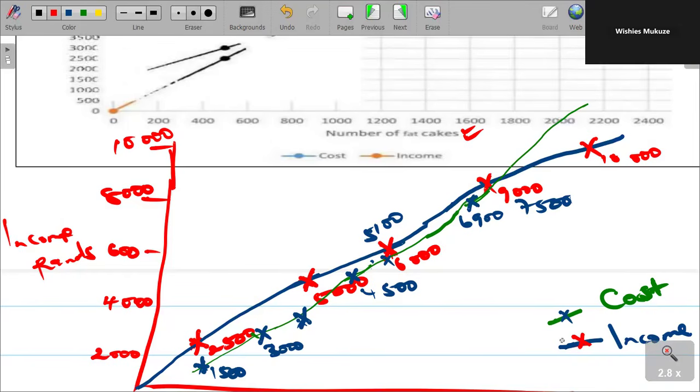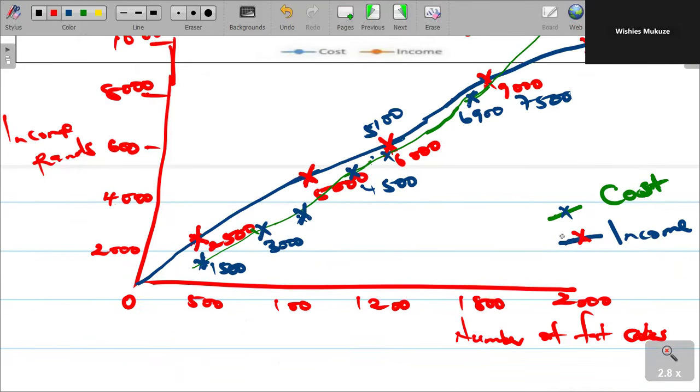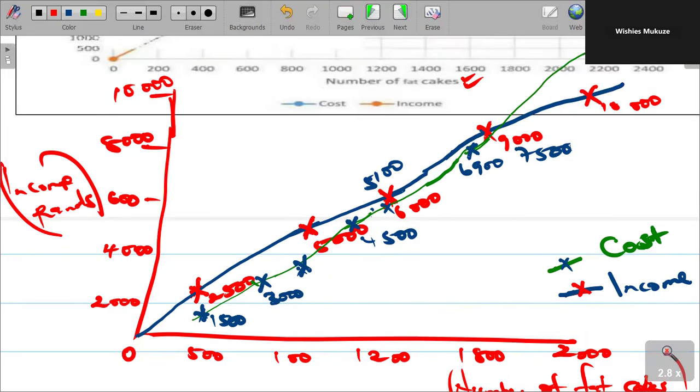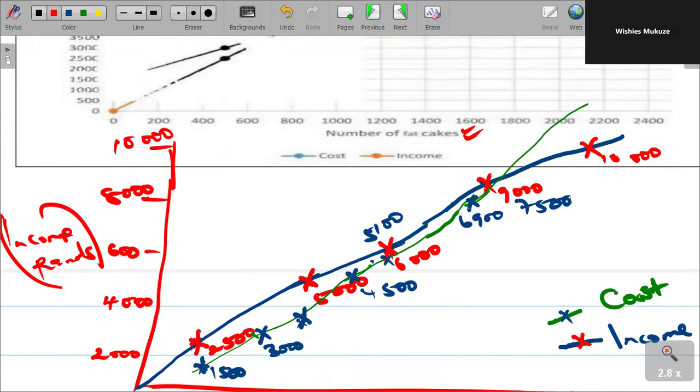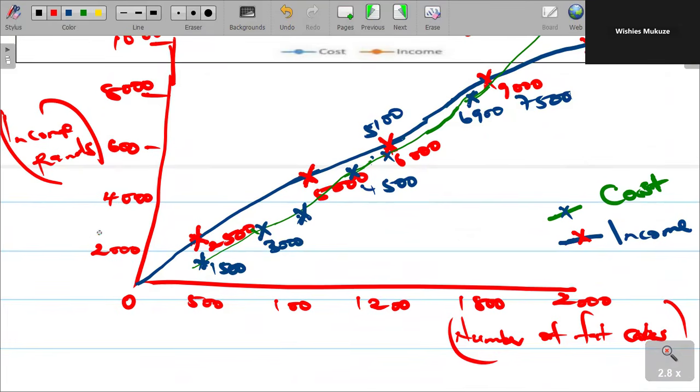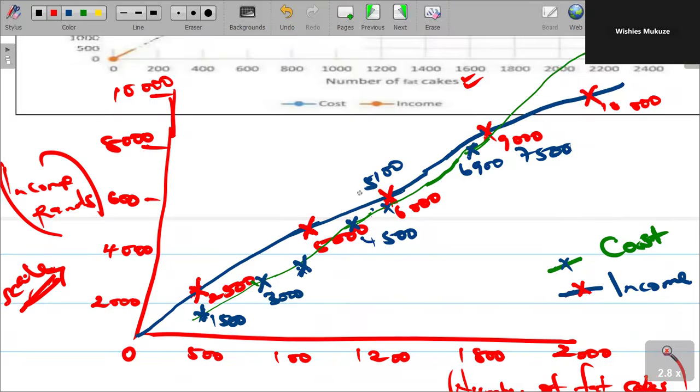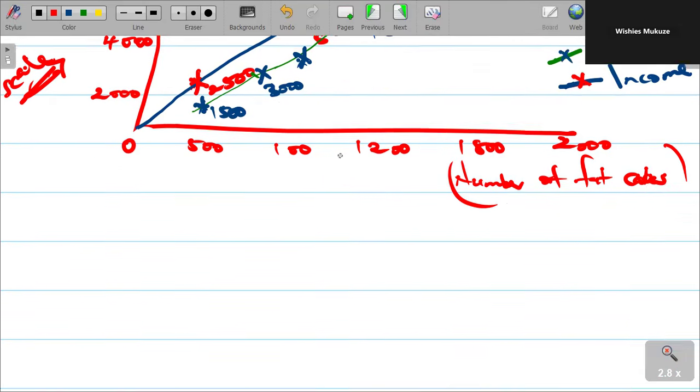The concept is that you know we have got income on the vertical axis, and then we have got number of cakes on the horizontal axis. Then you draw the two sets of graphs just like that. This is the best way because a scale must be given. You must have a scale on this side, and also a specific interval for the figures on the horizontal axis.